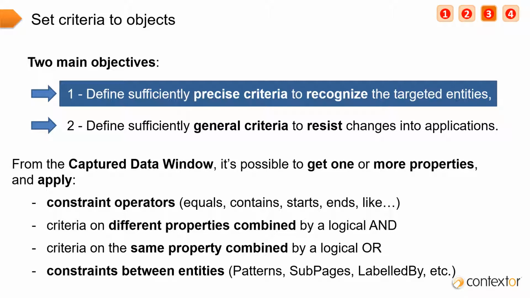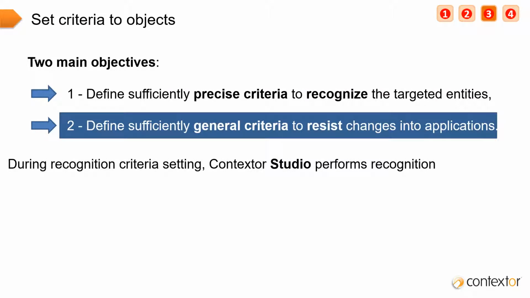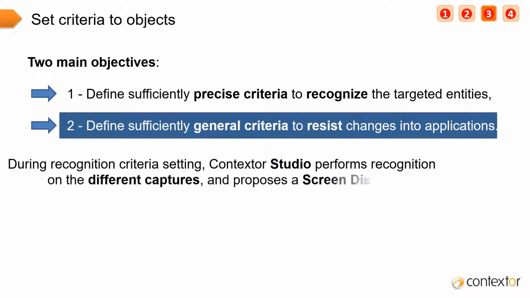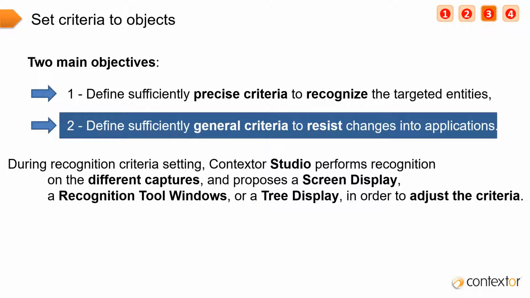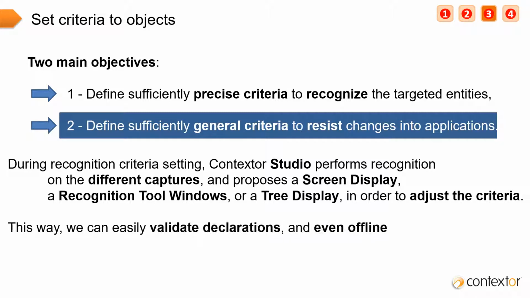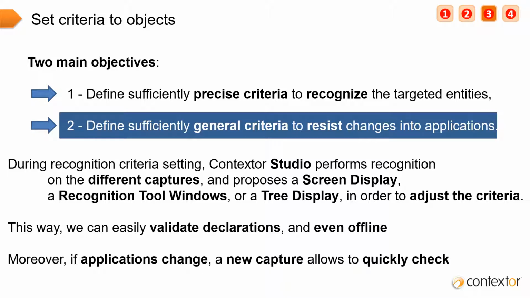During recognition criteria setting, Contextor Studio performs recognition on the different captures, and proposes a screen display, a recognition tool window, or a tree display, in order to adjust the criteria. This way, we can easily validate declarations, and even offline. Moreover, if applications change, a new capture allows to quickly check what has changed in a page.